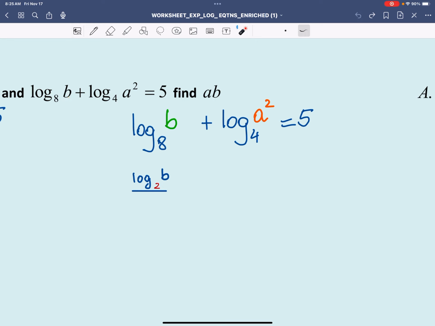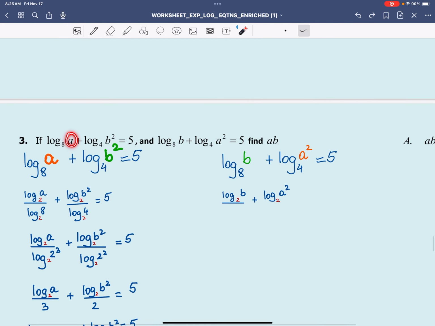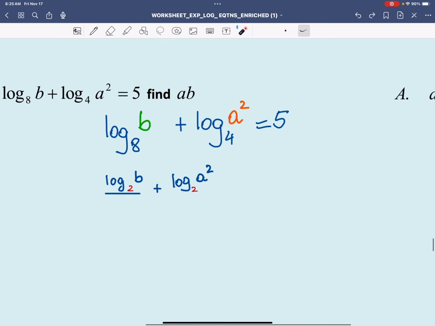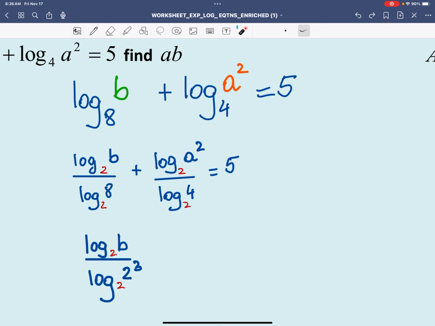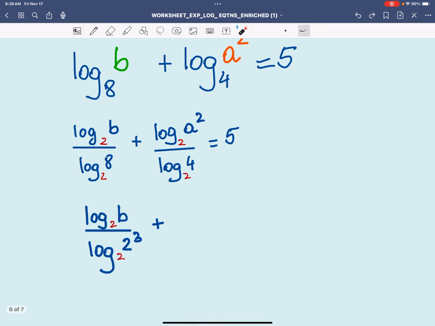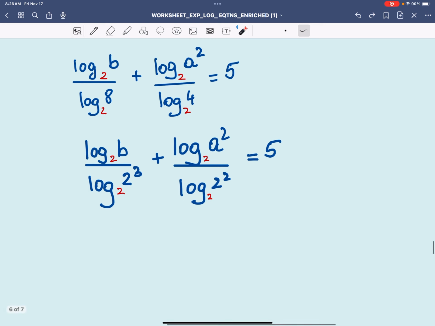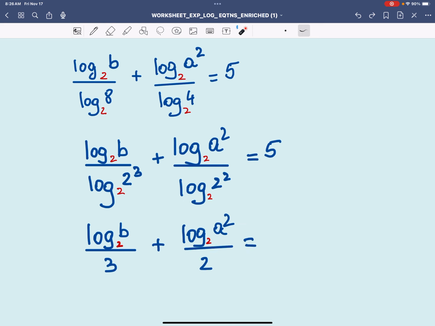They were in different formats. It's just the b and the a that were swapped, and their powers as well. So we have log with base 2 of a squared over log with base 2 of 4 equals 5. So continue simplifying. We have log with base 2 of b over log with base 2 of 2 to the 3, plus log with base 2 of a squared over log with base 2 of 2 squared equals 5. So simplify some more. So we have log with base 2 of b over 3, plus log with base 2 of a squared over 2 equals 5.